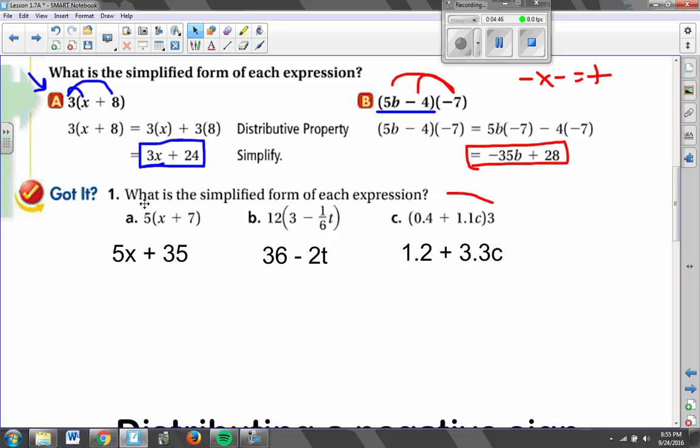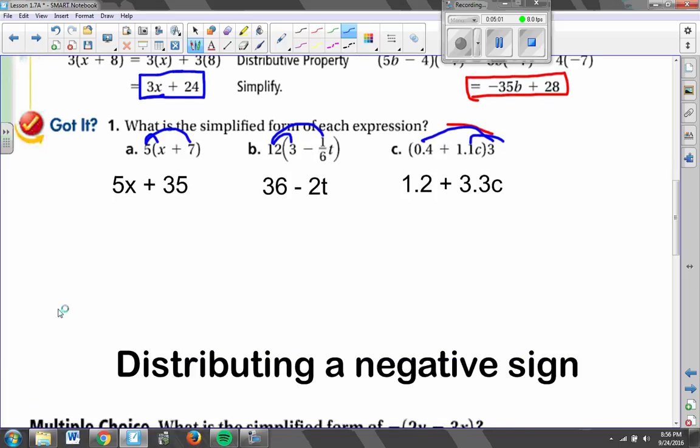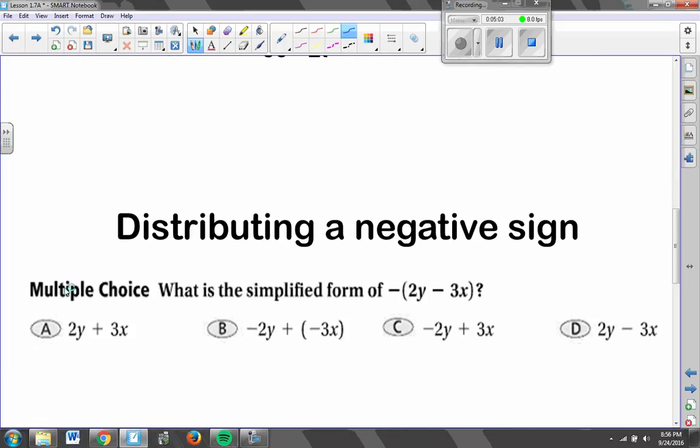We should have those three answers for A, B, and C. All we're doing, as I mentioned, is doink, doink, and then backwards, doink, doink. Okay, just doinking there. Now, we can also distribute a negative sign.